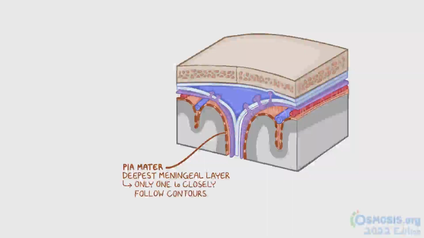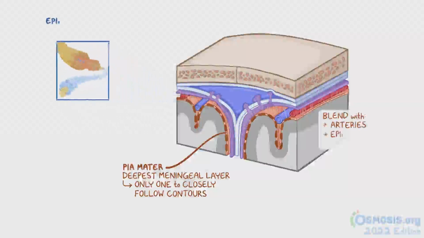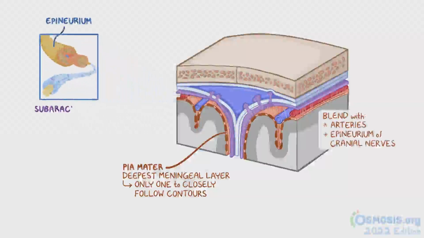The pia mater dives into all of the sulci and fissures, blending for a short time with the sheaths of arteries as they enter the brain, and fuses with the epineurium of the cranial nerves within the subarachnoid space.